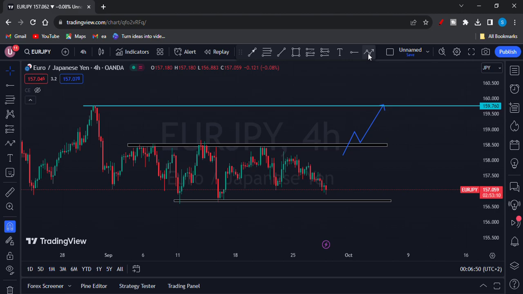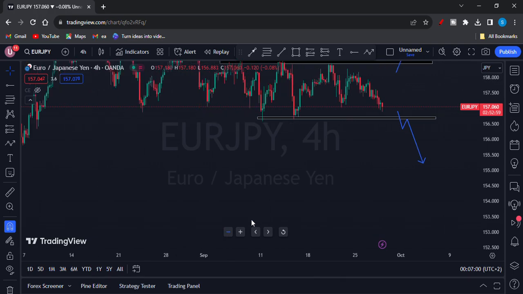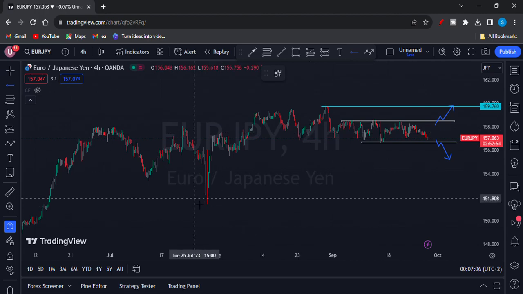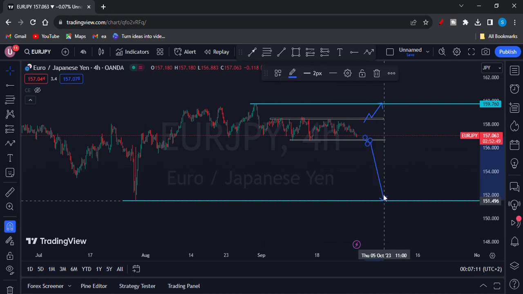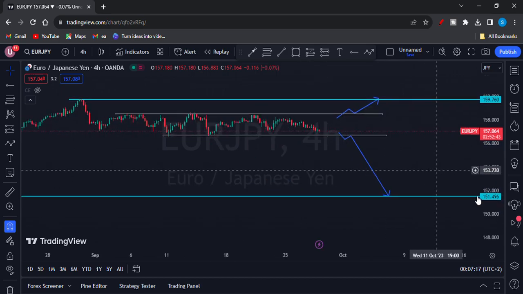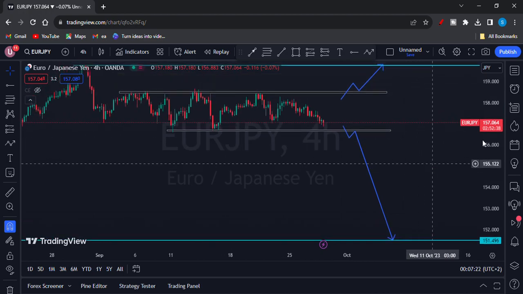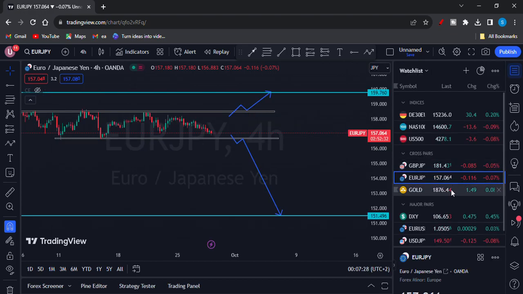And then if the market decides to sell, then there's a possibility to break, retest, and then sell up to there. That's my potential TP right there. So that's my analysis for EURJPY. And then let's go to gold.